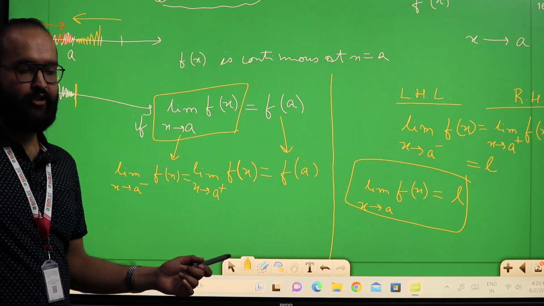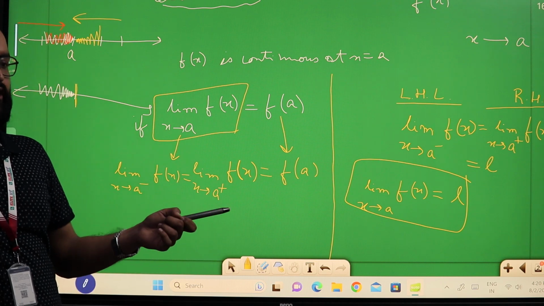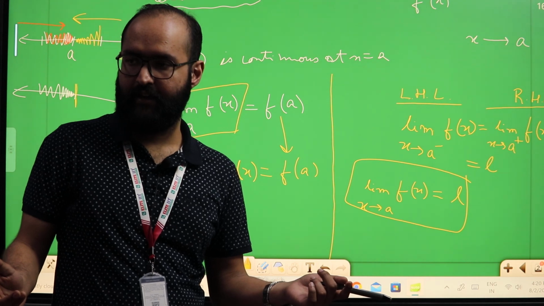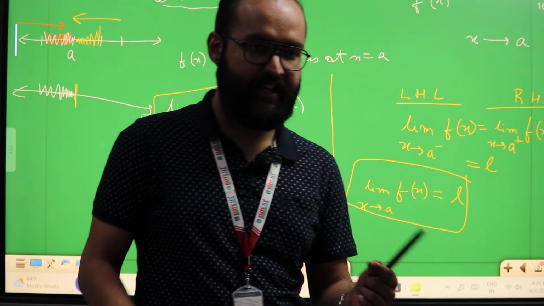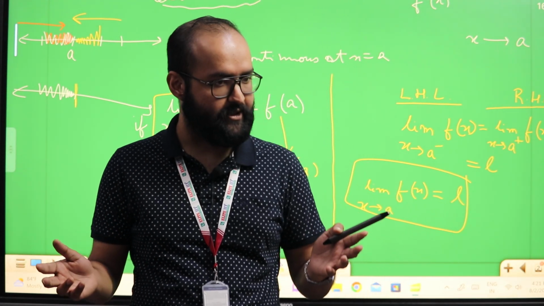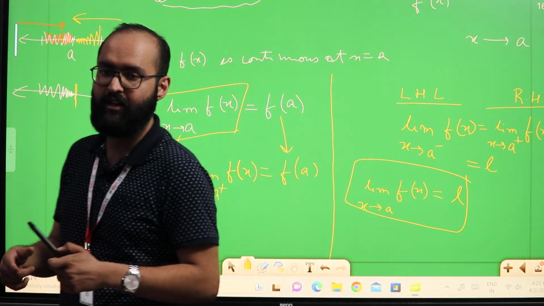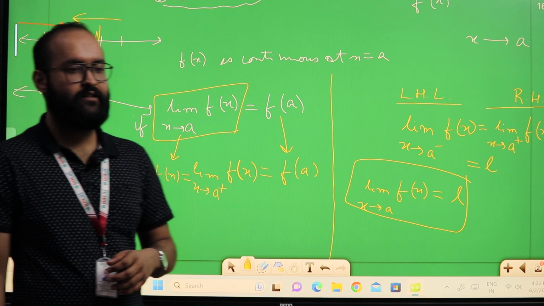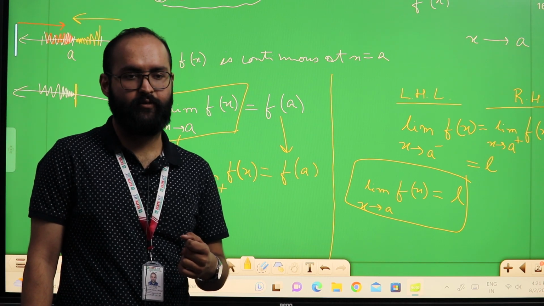So when is f(x) said to be continuous at any point x equal to a? When the limit of f(x) at x equal to a is equal to the value of the function at a, f(a). Isn't it? Or we can also say it in expanded form: when the left hand limit equals the right hand limit, and also equals the value of the function at a, then we say that the function is continuous at x equal to a. Okay?